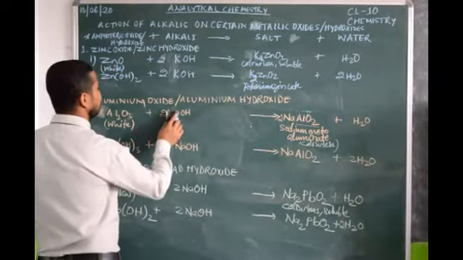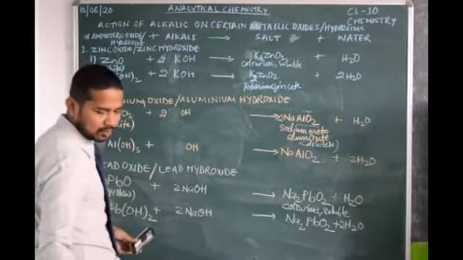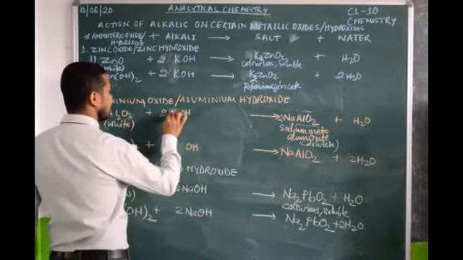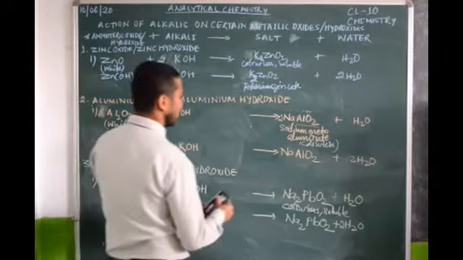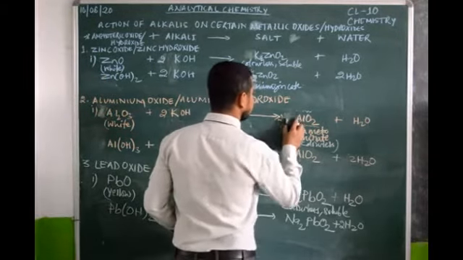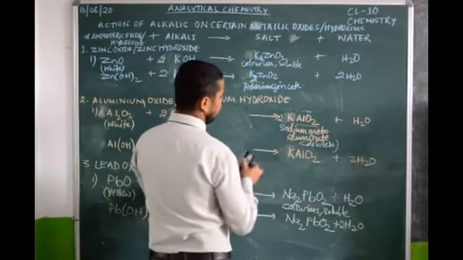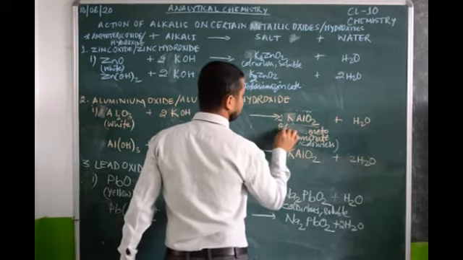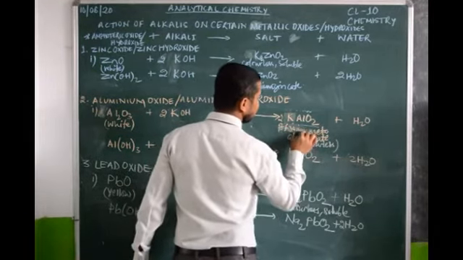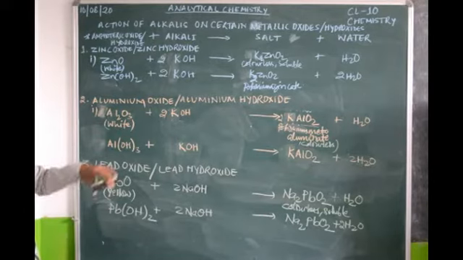Similarly here also, if you have to react with potassium hydroxide, then simply put K in place of Na. Then here also you do the same thing, K in place of Na. And here it will be potassium meta-aluminate. Okay.